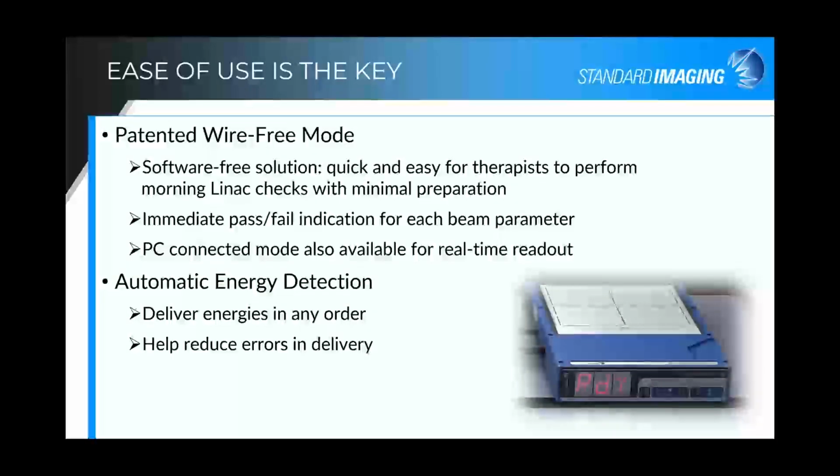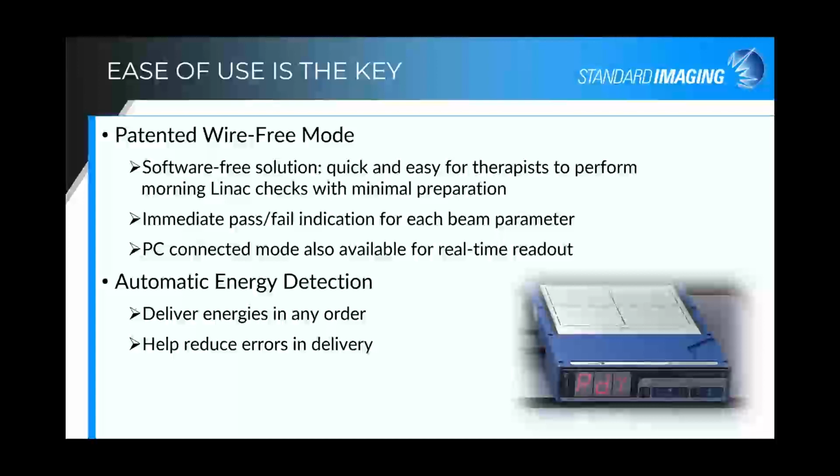A nice feature about our system is automatic energy detection. Once you set a baseline, say for your 6 MV, your 10 MV, your 18 MV, you can deliver those in any order, it doesn't matter. If you deliver a 10 MV, the BeamChecker will check that baseline, recognize it as a 10 MV beam, and give you the results for that. Same with the 6 or 20, 25, whatever your energies are, it automatically detects what energy you're delivering based on the characteristics of that beam and gives you results accordingly. So it really helps you reduce errors in delivery. There's not a set order you need to deliver them in.